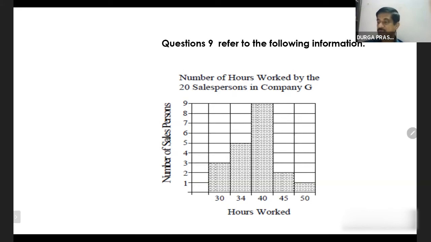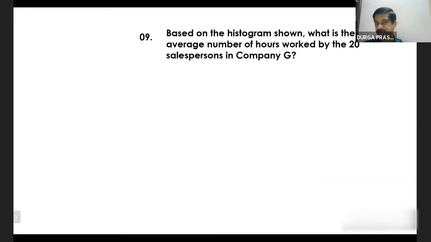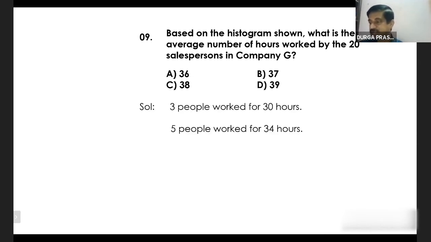Sometimes you can ask how many persons are working 40 hours. Like that also you can ask. There is nothing like only that is compulsory, but I am guessing that could be the question. Or he may ask multiple questions on this, 4 or 5 questions. Based on the histogram, what is the average number of hours worked by 20 salespersons in company G? So definitely it is weighted averages. That is what I guessed. There could be 10, 11, 12 questions based on the same information, so they could differ. So let us take the weighted averages.